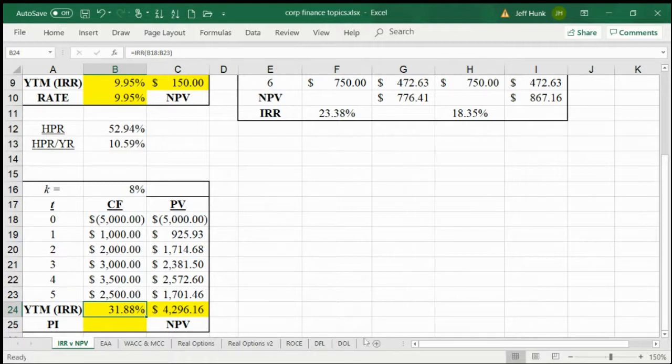Now our next question is, think about it. This is not the total return. This is annualized return. So if annually 31%, almost 32% over 5 years, what do you think it's going to be? We can do a little thought experiment here. Over 5 years, you might think, oh, that's 31.88% times 5. No.